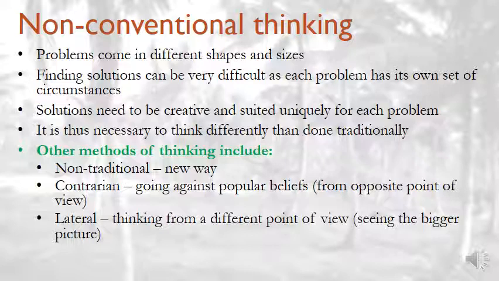Other methods of thinking include non-traditional, the new way; contrarian, going against popular belief from the opposite point of view. Then we have lateral thinking, thinking from a different point of view. In other words, stepping back, seeing the bigger picture, and then making your decision.